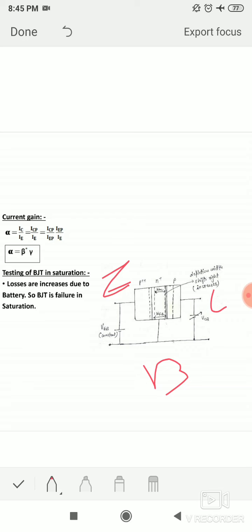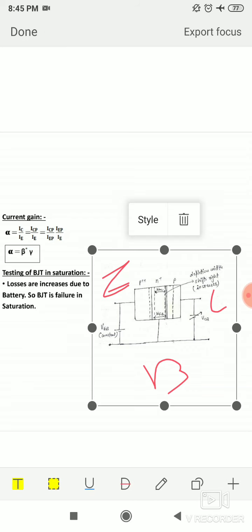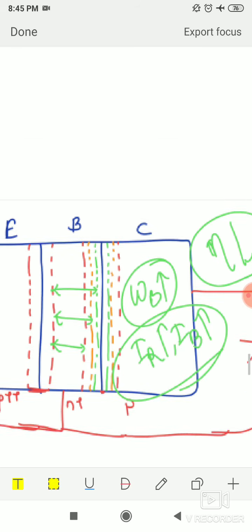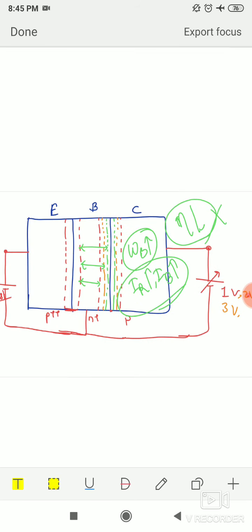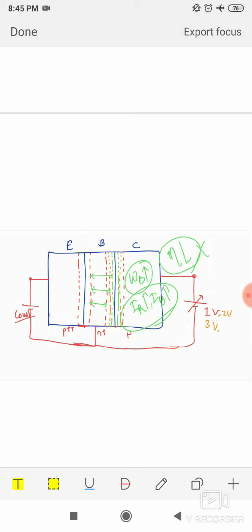In this region, let's check by varying. This is the figure. First of all, give 1 volt. When we give 1 volt, this is positive, so the base to emitter junction, the emitter-base junction, is forward bias, and the base and collector junction is also forward bias.